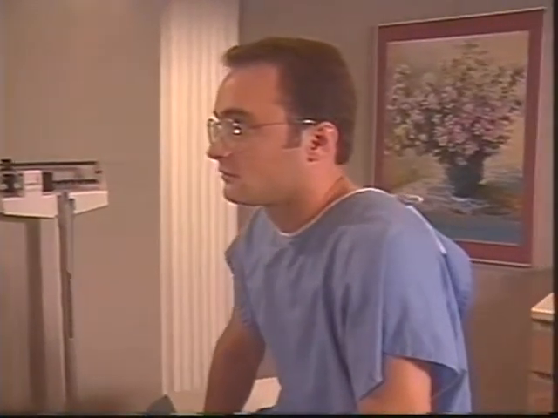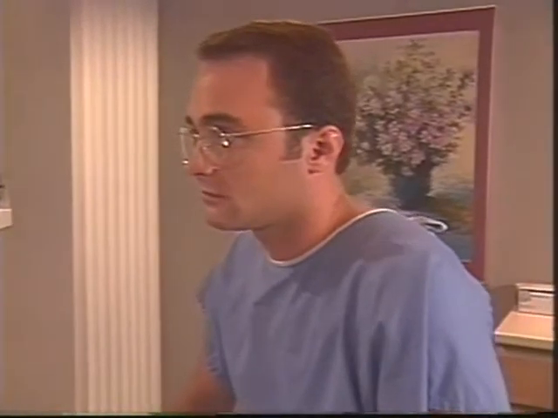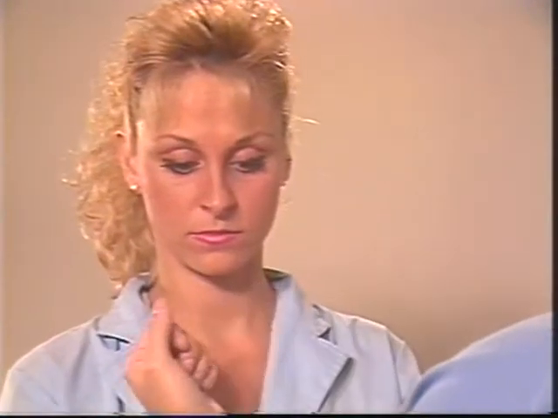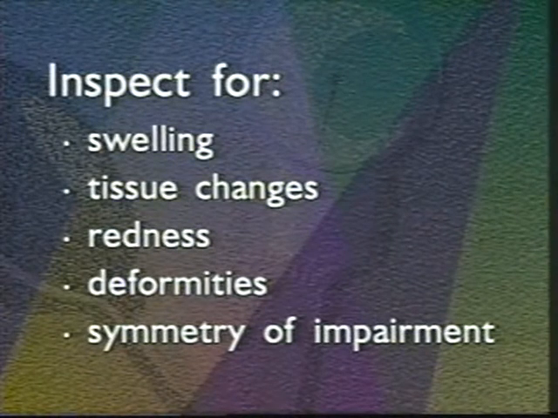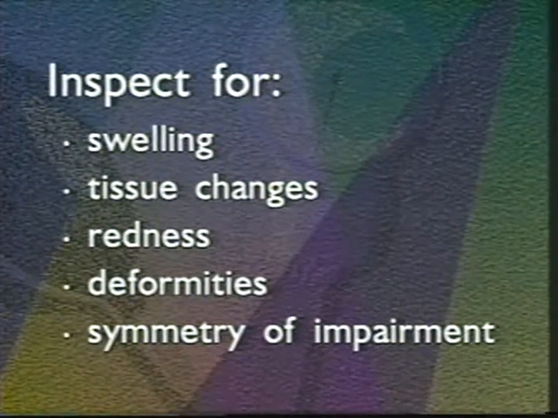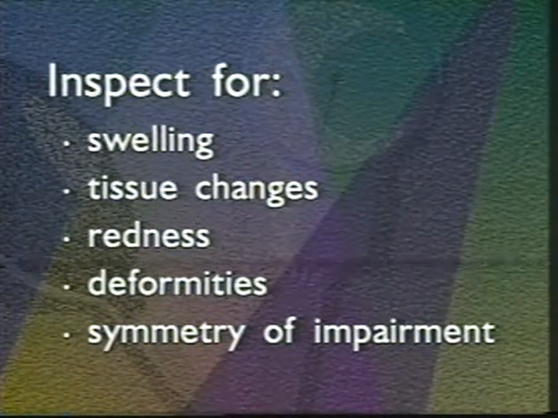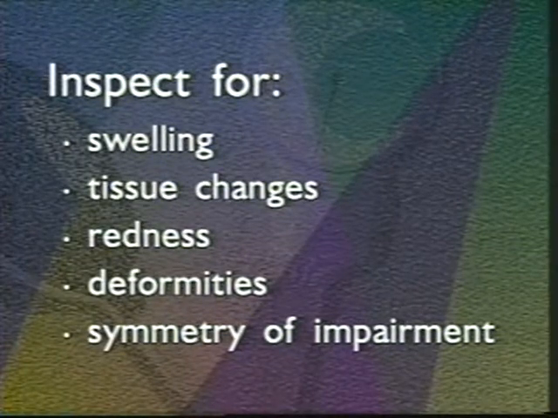Now, before you begin, let's review what you'll be assessing for during the exam. When inspecting the patient's musculoskeletal system, look for swelling in or around joints, changes in the surrounding tissues, redness of the overlying skin, deformities, and symmetry of impairment.